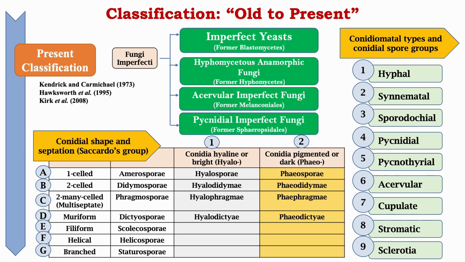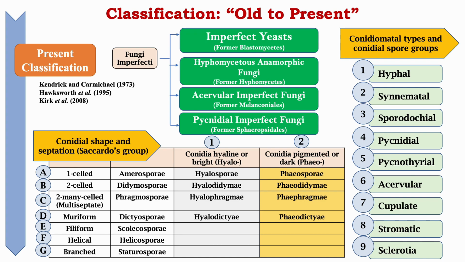Presently Fungi imperfecti is grouped under 4 different groups. First one is imperfect yeast, formerly known as Blastomycetes, followed by Hyphomycetes, anamorphic fungi, formerly known as Hyphomycetes, followed by acervular imperfect fungi, formerly known as Melanconiales, and then the last group is pycnidial imperfect fungi, formerly known as Sphaeropsidales.